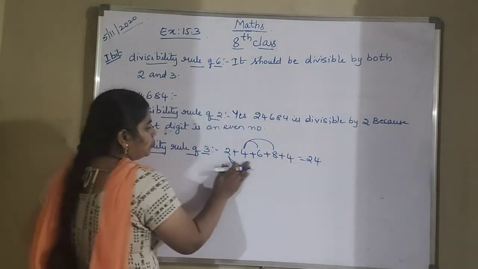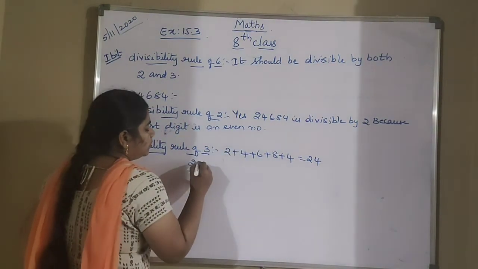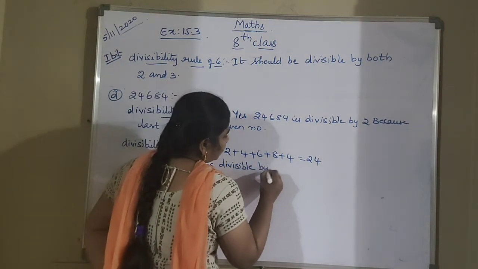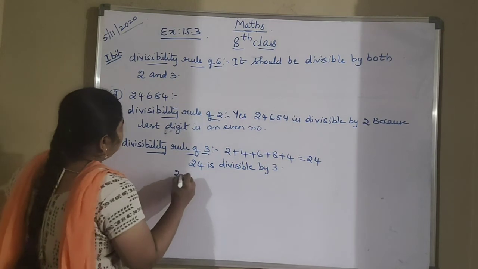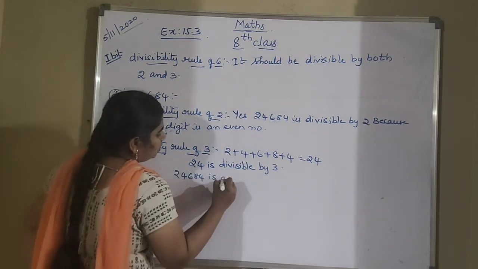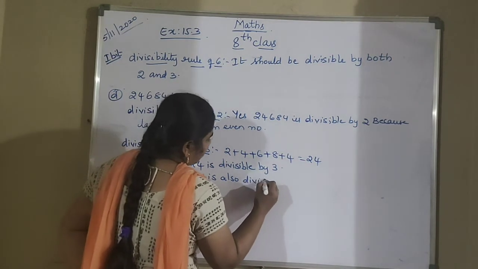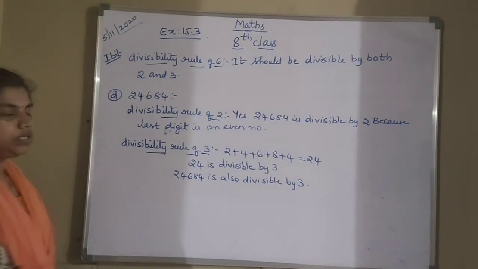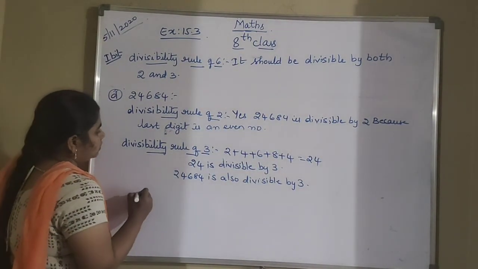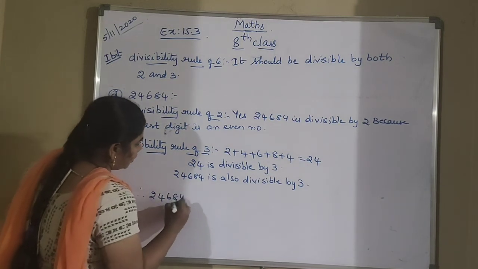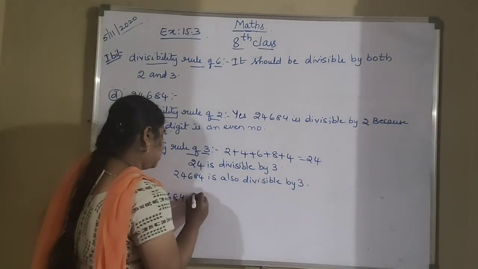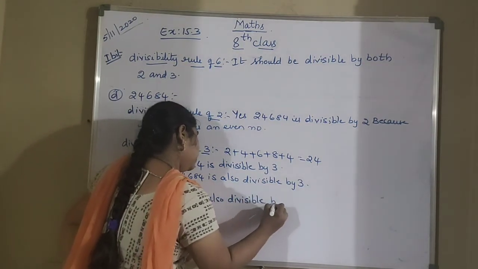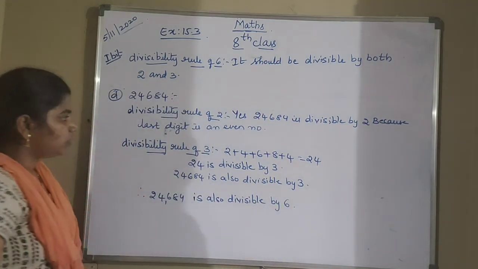So 24 is a multiple of 3. So it is divisible. 24 is divisible by 3. Therefore 24684 is also divisible by 3. So in this case 2 is divisible, 3 is also divisible, so 6 will also be divisible. Therefore 24,684 is also divisible by 6. So this is our first bit.